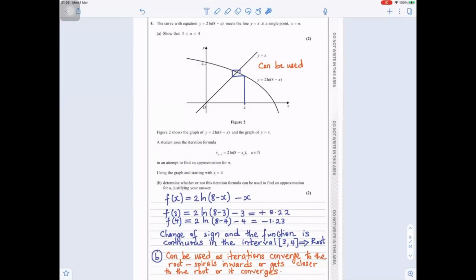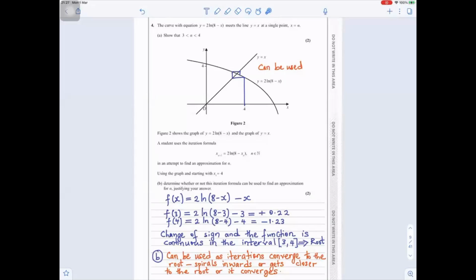And it is negative. So it has gone from a positive, crossed the x-axis, and goes to a negative. So the change of sign from positive to negative, and the fact that the function is continuous in the interval from 3 to 4, means there's a root in the middle. That's what you conclude. Make sure you write that sentence: there's a change of sign and the function is continuous in that interval, so there's a root. If you don't write that, you won't get the full mark.